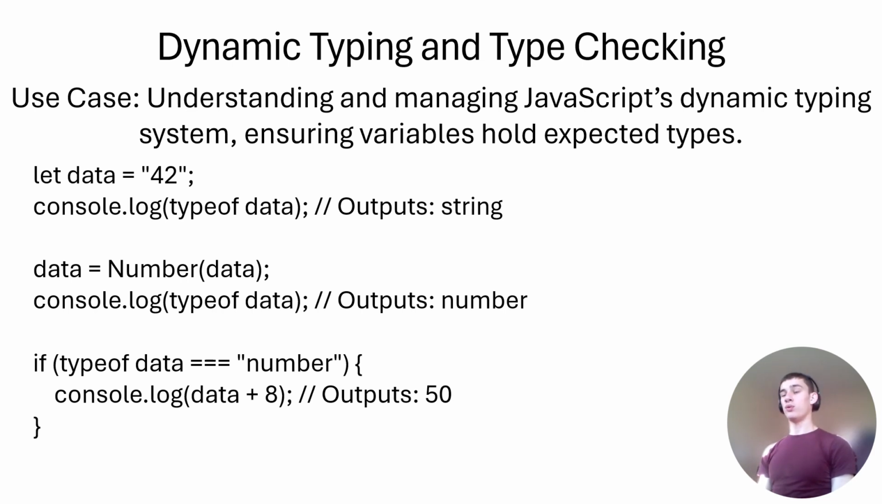Then we have data equals Number(data). So we've told it that it's a number. And this is going to output number because it's a number. Whereas type of data equals number, console.log data plus 8 will output 50 because data equals 42.